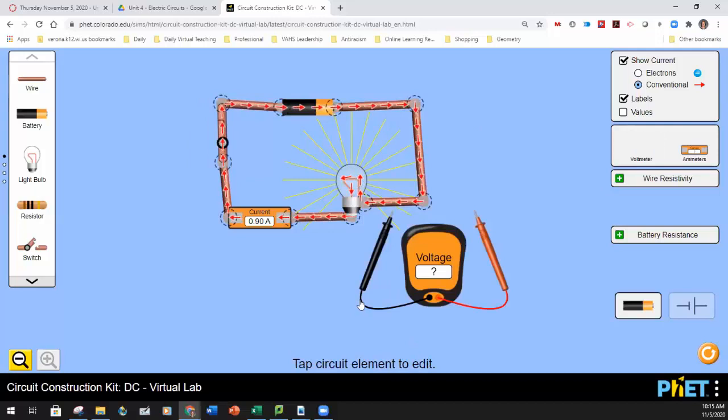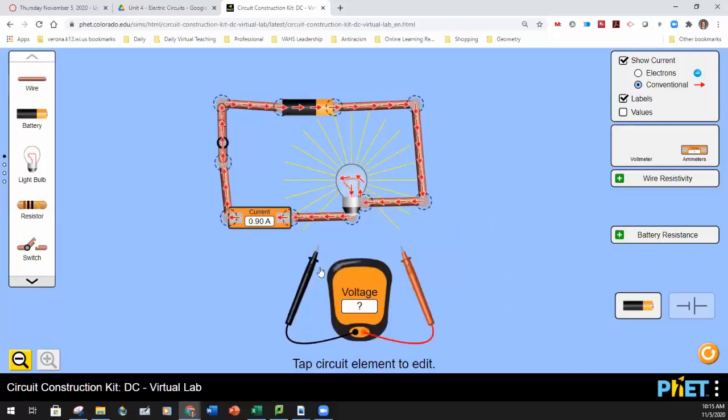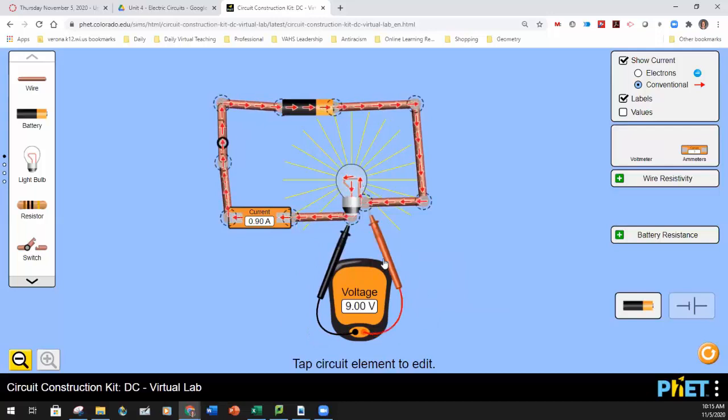I can take a voltmeter and put it across the light bulb if I want to see what voltage I've got running here. So this looks like it's a 9-volt battery and we've got 0.9 amps. And there's a whole bunch of other stuff that I can put in here, and this is fun to play with. We can play with that in a moment.